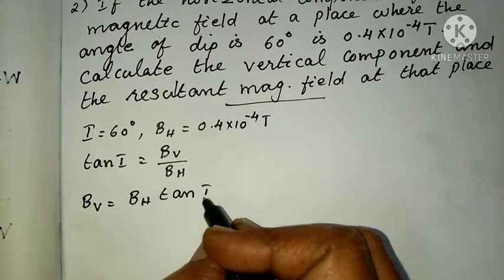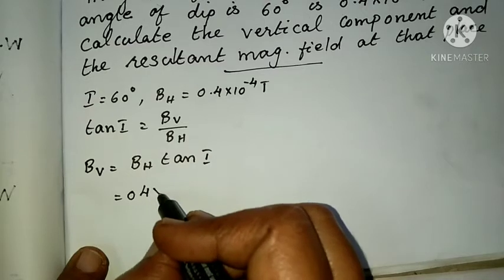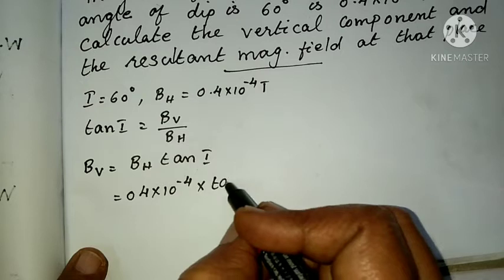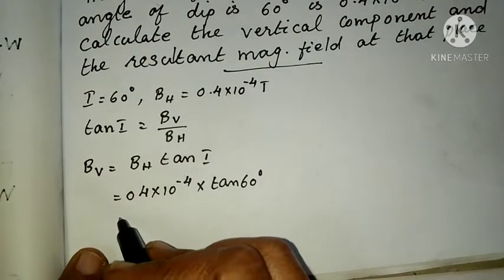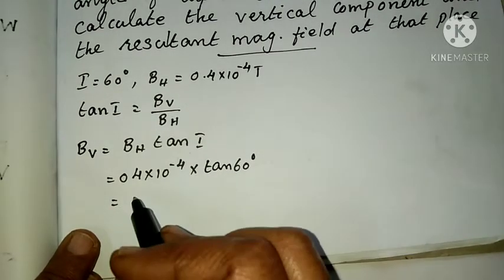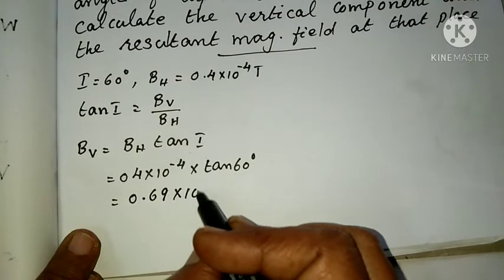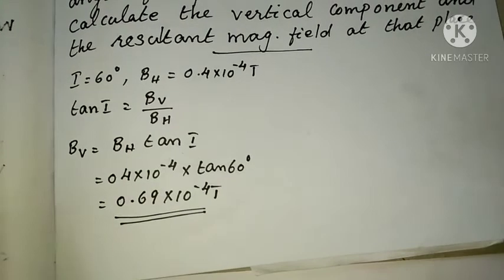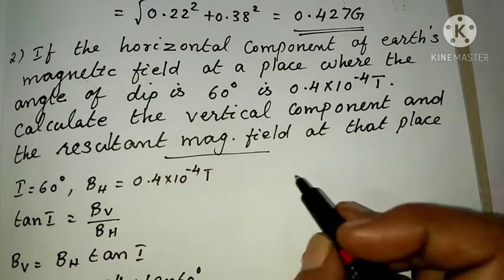BH tan I. So what is the BH? 0.4 into 10 raised to minus 4 into tan 60. So tan 60 is root 3. After substituting the values, you will get the answer 0.69 into 10 raised to minus 4 Tesla. So this is the vertical component. Then what is the second part? Resultant magnetic field at that place.